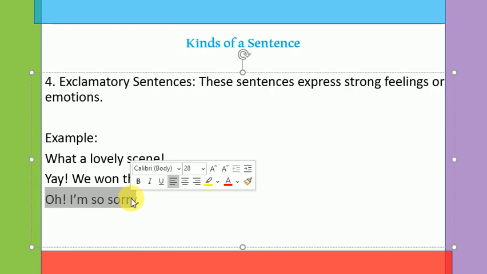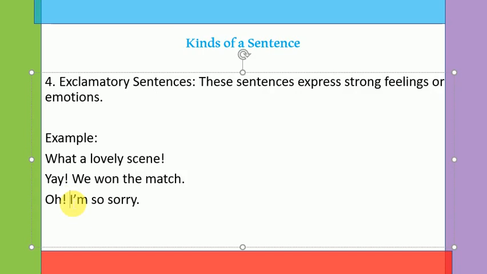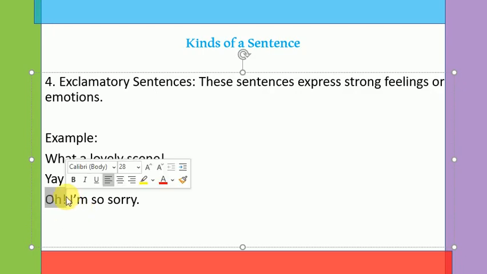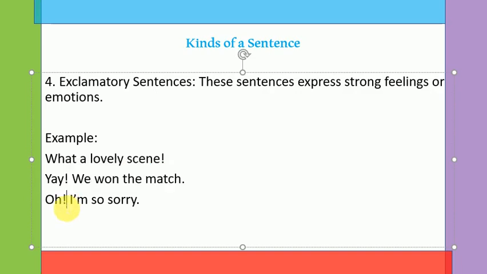Then, whenever you have done something wrong and are regretful for it, you would say, "Oh, I'm so sorry." So you can actually say "I'm so sorry," but to express your emotions that you are deeply regretful for it, you say "Oh" and put an exclamation mark after it, so as to convey that you're deeply sorry for it and you won't repeat it again.